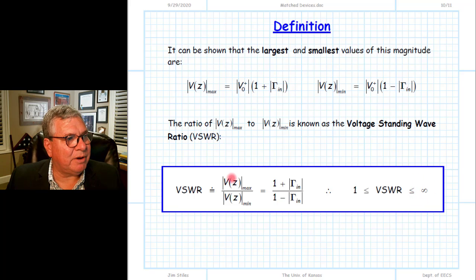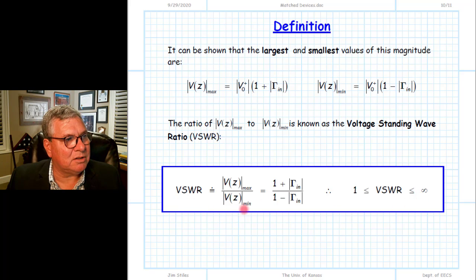And so by taking the ratio of the largest magnitude, and again, this is of the oscillation on the transmission line, to the smallest they could find, they would get a value which would tell them how good the match is. Closer to the value 1, the better the match. The larger the value of VSWR, the worse the match.